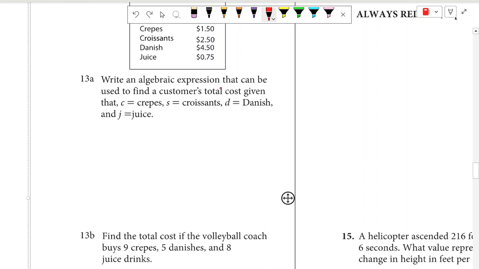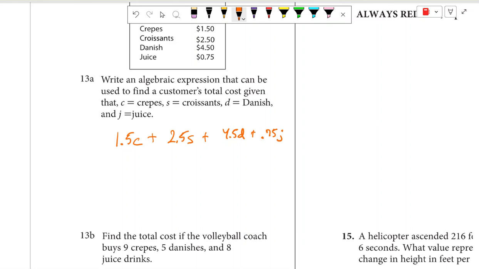It says write an algebraic expression that can be used to find the customer's total cost given C crepes, S croissants, D Danish, and J juice. Now we don't know how much of each, but we do know how much they cost. So they want an algebraic expression here. So we're going to simply put these together. The crepes are $1.50, so we're going to do 1.5, and the crepes are C. We don't know how many crepes, but each one's $1.50. Plus the croissants. The croissants are 2.5 S, so we don't know how many S stands for how many croissants. Plus the Danish, which is 4.5 D. And the juice, which is 75 cents J.